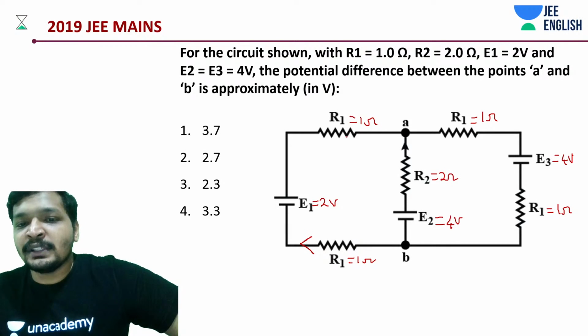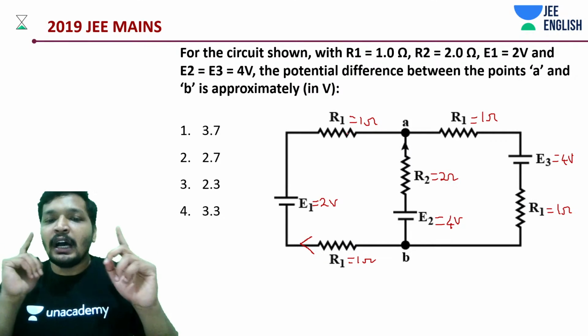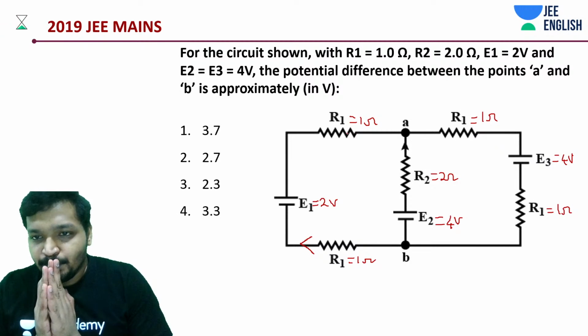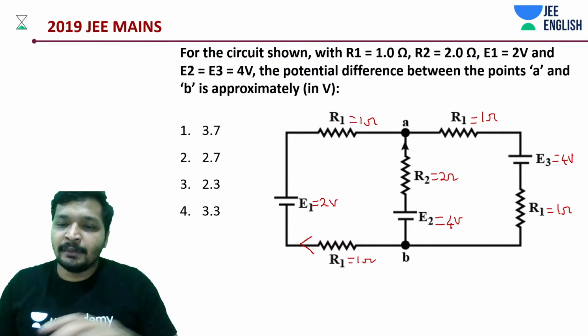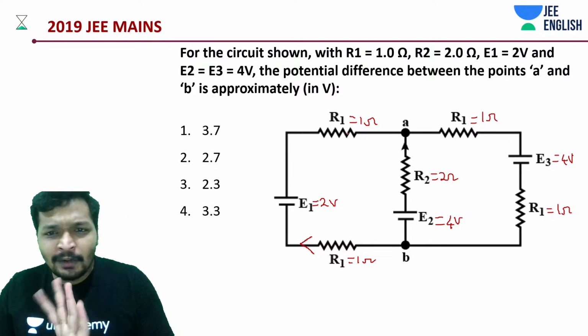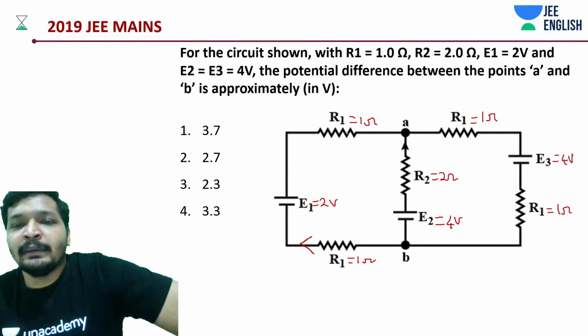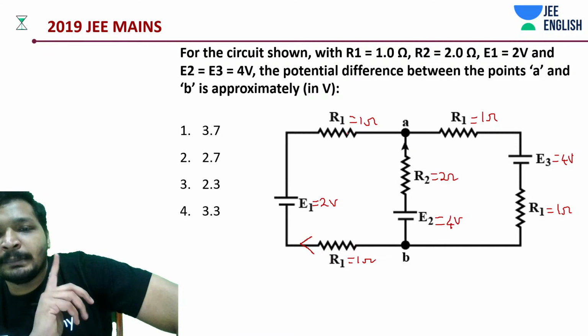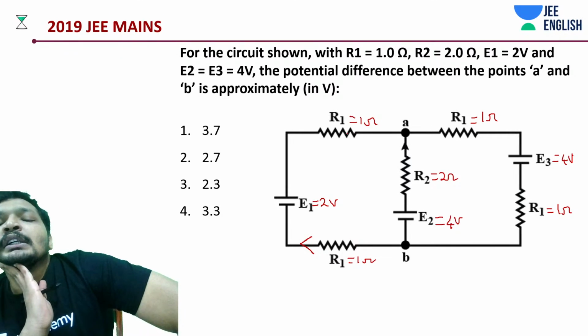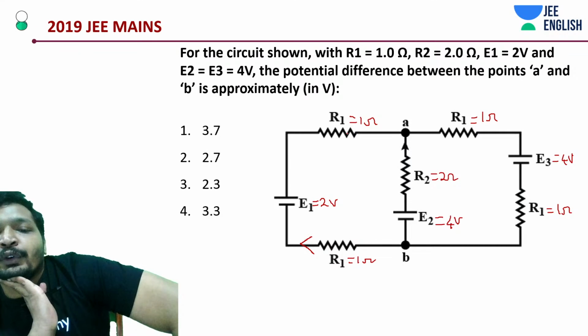It's 2 ohms everywhere. It's like 2 ohms 4 volt, 2 ohms 4 volt, and 2 ohms 2 volt connected. This can also be inferred the other way. Your answer should lie between 2 and 4, of course. It cannot be less than 2, it cannot be greater than 4, between A and B. You can think about 3 cells kept in parallel, with the same internal resistance but different EMF. If it was the same EMF, it's very simple. Now it should lie between 2 and 4.